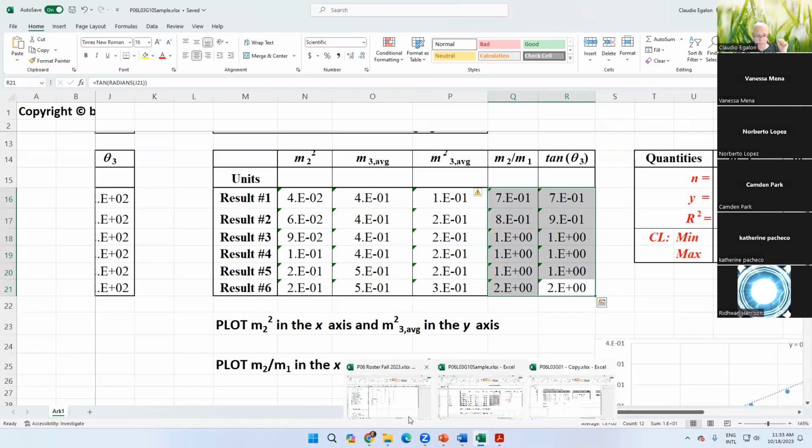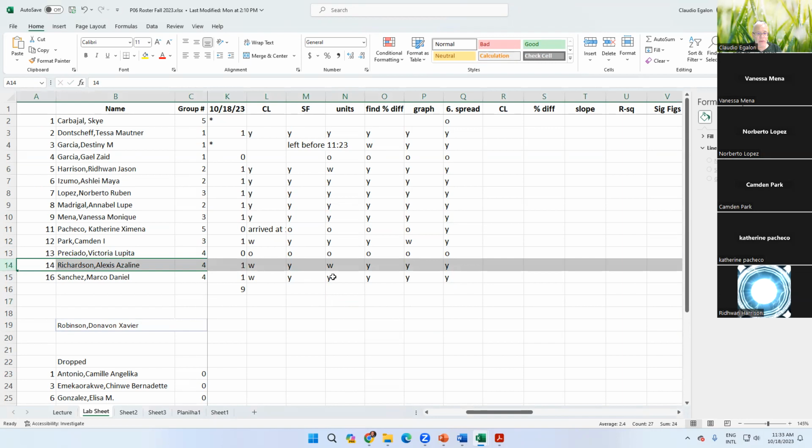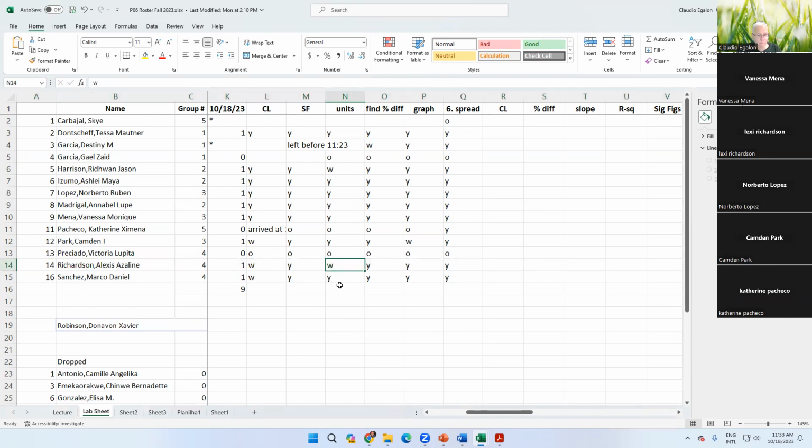So let me move forward. I'm going to put it here that you're working on the graph. Okay, graph. And okay, Victoria is not here. Alexis, you managed to finish the unit and the CL? I think I got the CL for the first graph, but I'm having trouble with the second one.